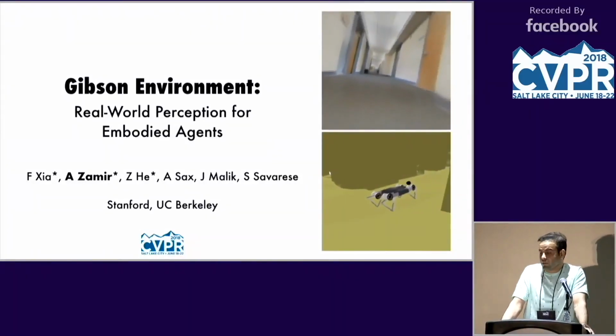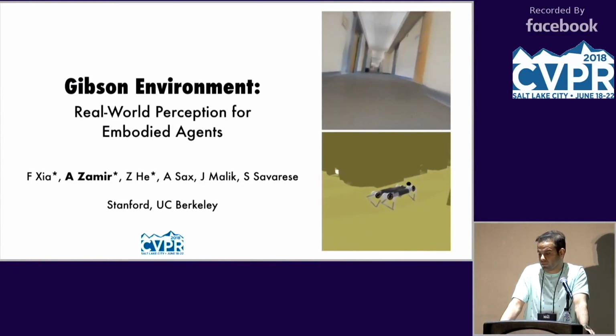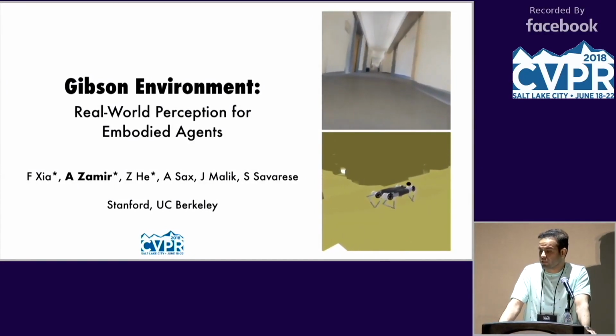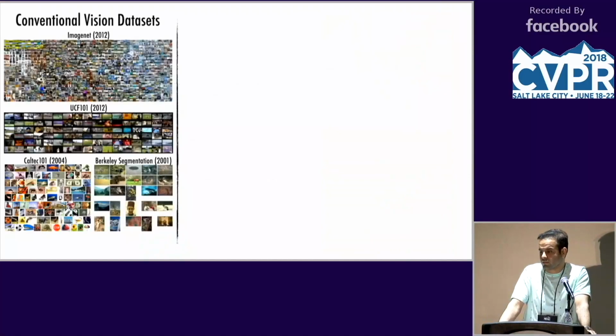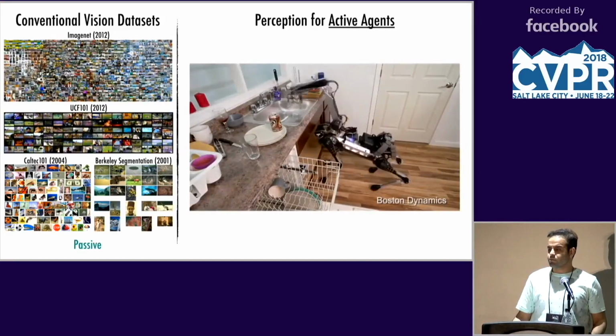So good afternoon, everyone. I'm Amir Zamir, presenting Gibson Environment, Real-World Perception for Embodied Agents. This is work done at Stanford and UC Berkeley with Fei Xia, Zhi-Yang, Alexander Sax, Jitendra Malik, and Silvio Savarese.